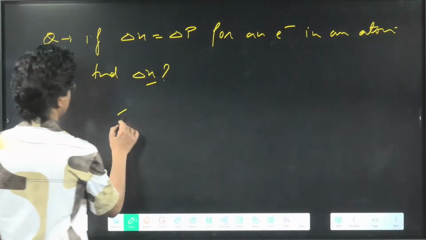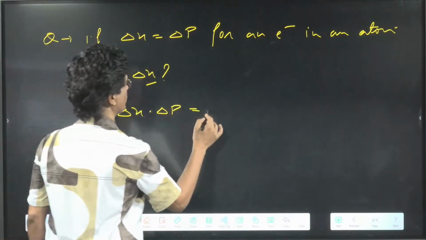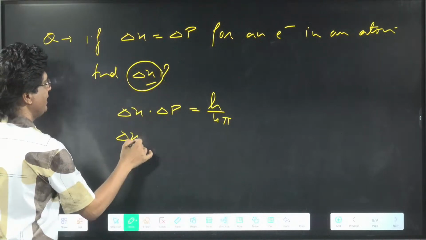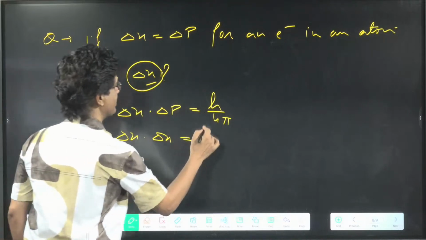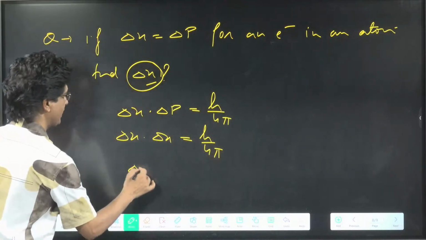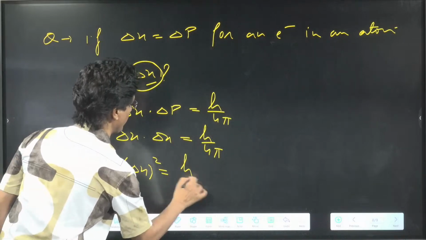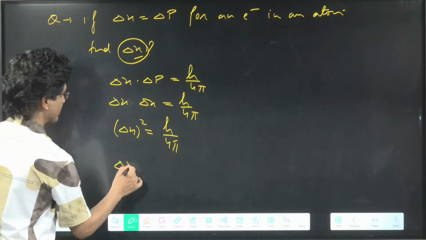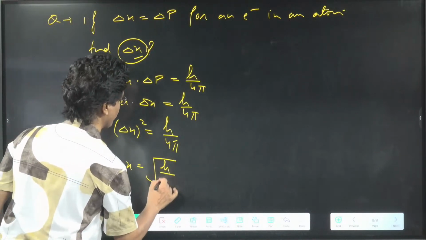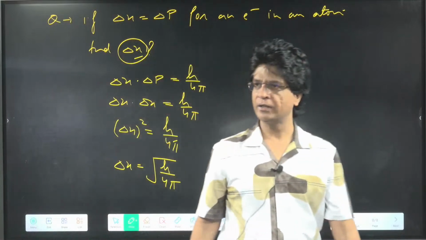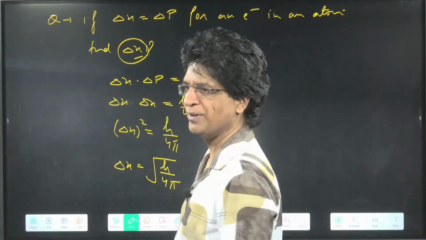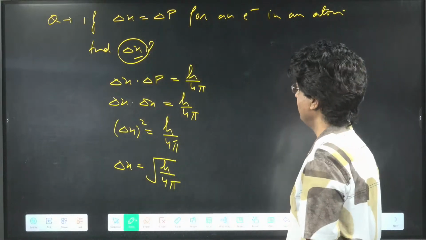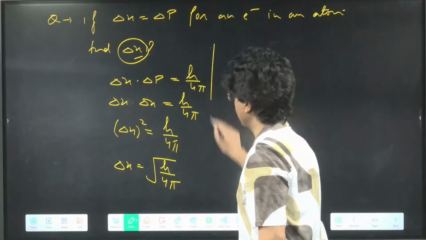Come on. We all know that delta x into delta p is equal to h upon 4 pi. Since they both are equal and I want delta x, can I say delta p is delta x? In that case, delta x whole square will be h upon 4 pi. So delta x will be root of h upon 4 pi. Yes or no? Will you all agree with that? No, this m will not come. M will not come. Okay? H upon 4 pi.